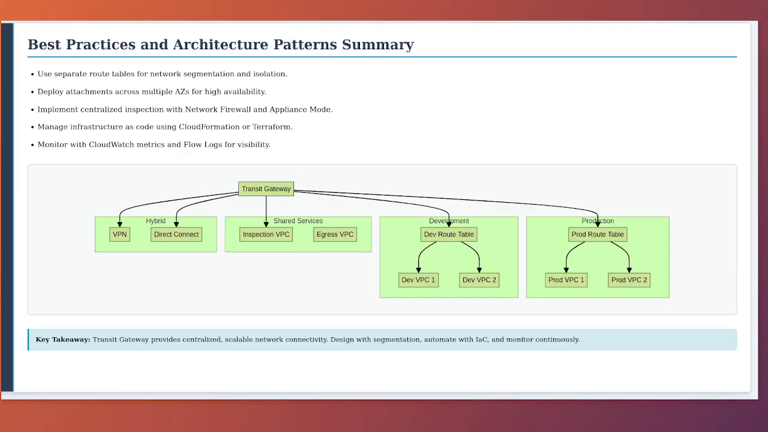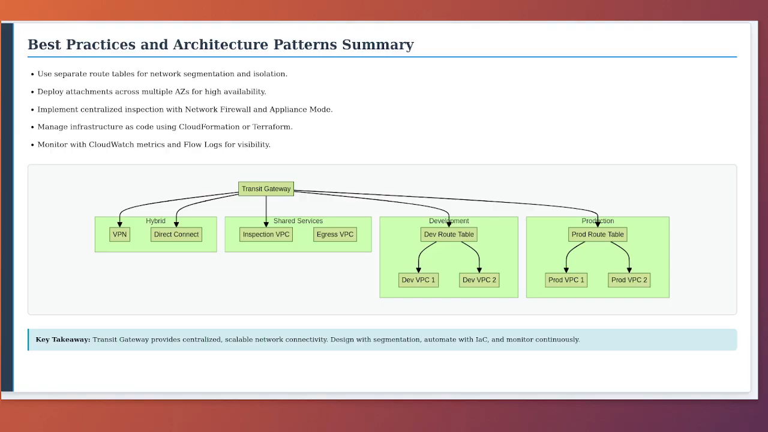Looking at the diagram, it shows a comprehensive best practices architecture. At the center is the transit gateway. Connected to it are multiple segments. A production segment shows 2 VPCs with their own route table. A development segment shows 2 more VPCs with a separate route table. A shared services segment includes an inspection VPC with AWS Network Firewall and an egress VPC with NAT gateway.